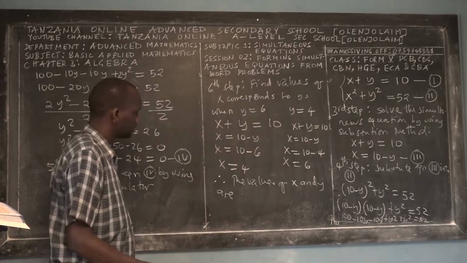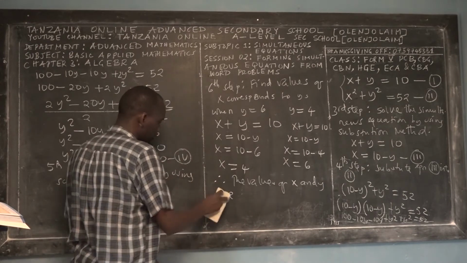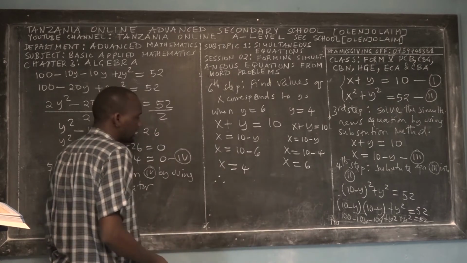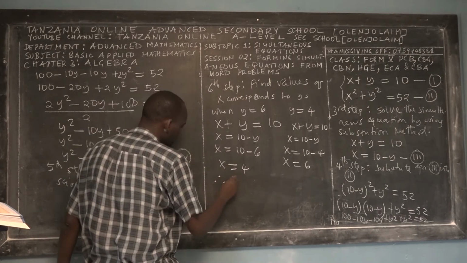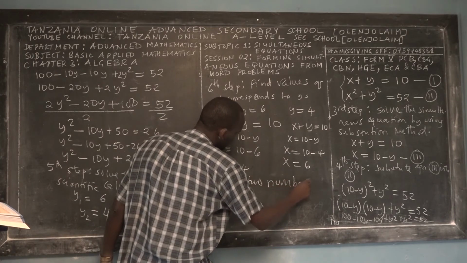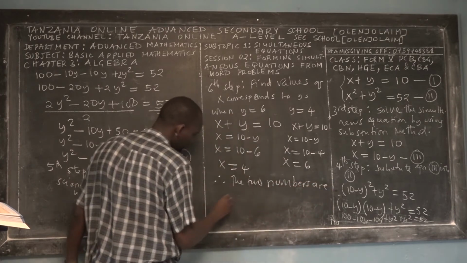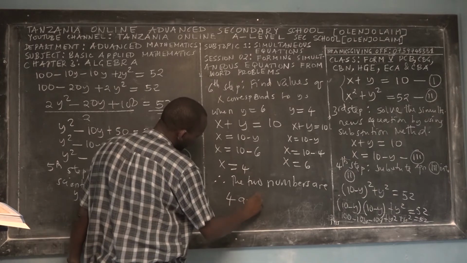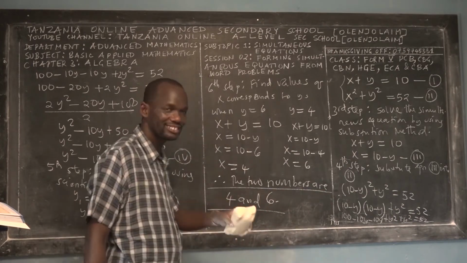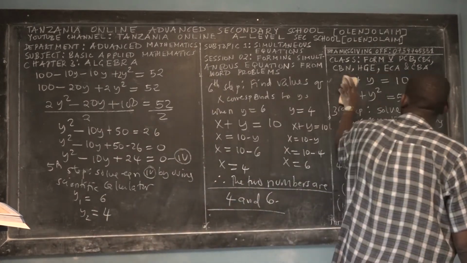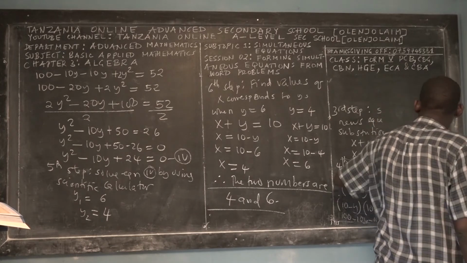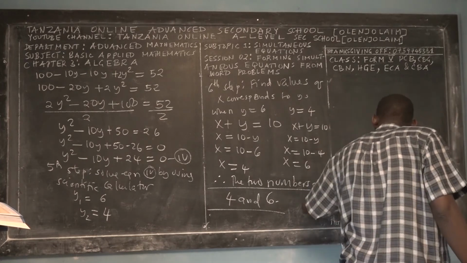So therefore, because we are not looking at the values of those variables, we are looking at the two numbers, right? The two numbers, where you conclude, the two numbers are 4 and 6. We have already overcome the contradiction.